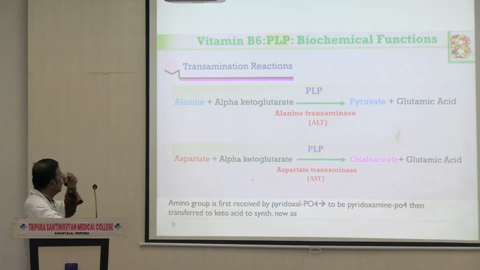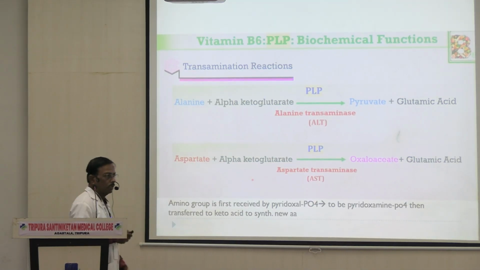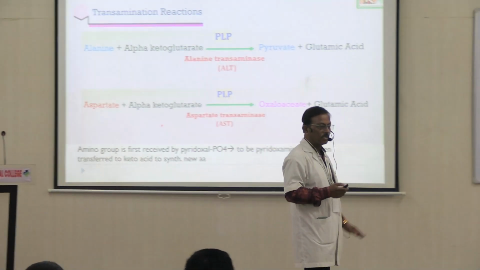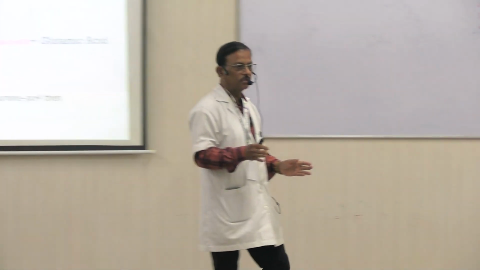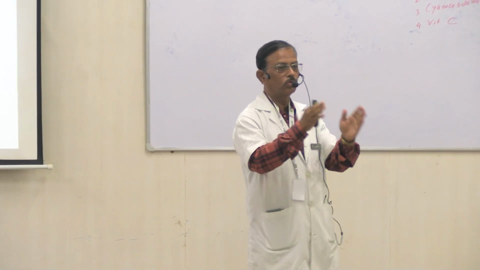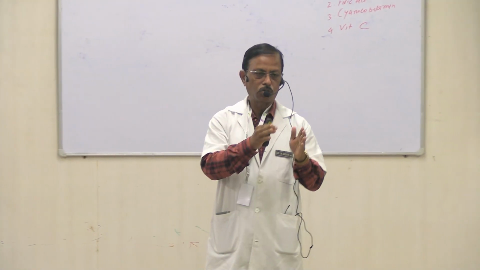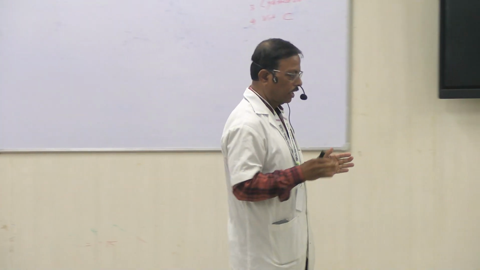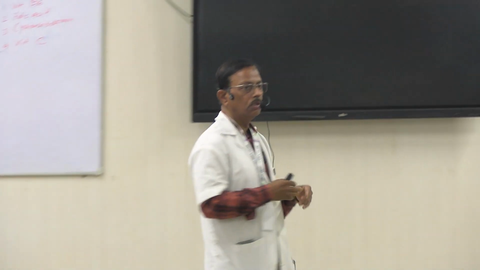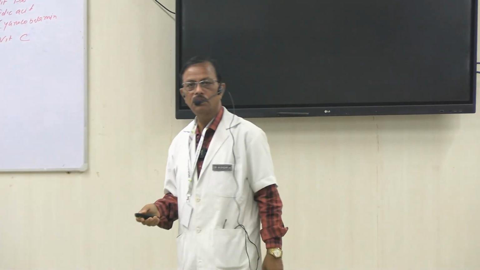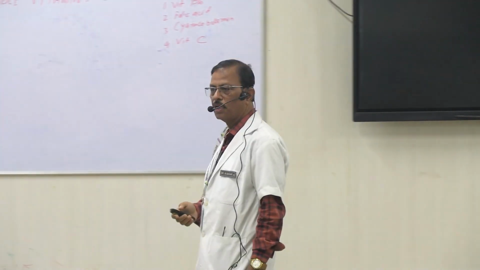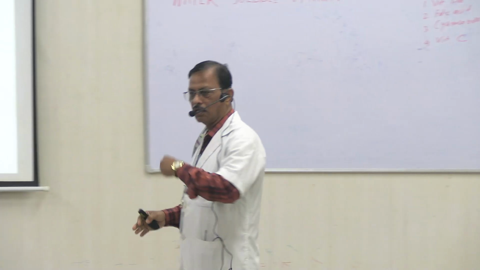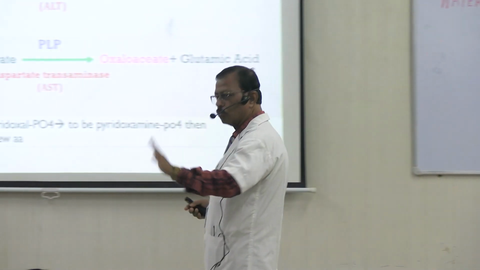So one by one we will see the transamination reaction. What is a transamination reaction and what is a deamination reaction? Transamination is the transfer of an amino group from one molecule to another molecule. Deamination means removal of the amino group. It will remove and throw out the amino group.